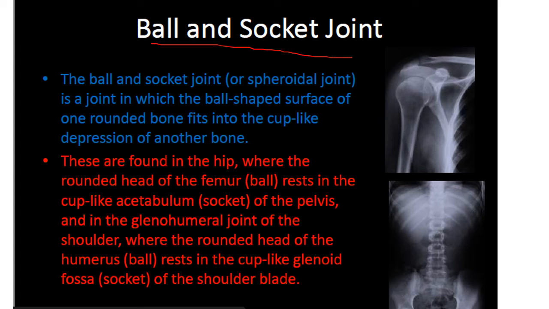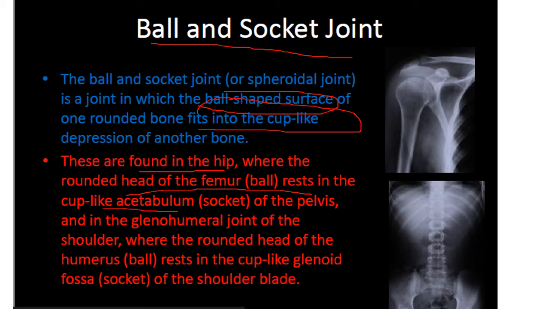A ball and socket joint is a joint in which the ball shaped surface of one rounded bone fits into the cup-like depression of another one. So whenever the ball shaped structure is placed into the cup like structure, it forms the ball and socket joint. These are found in the hip region, where the rounded head of the femur fits in the cup-like acetabulum socket of the pelvis, and in the glenohumeral joint of the shoulder.